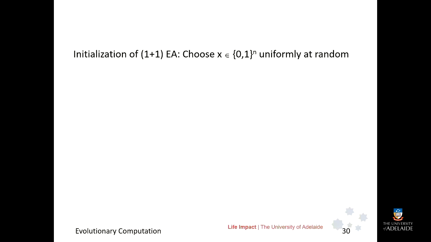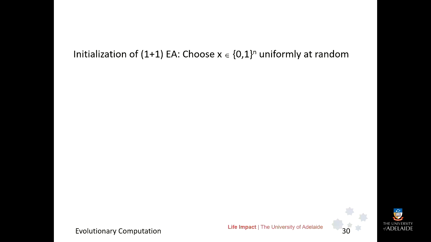Okay, so let me spend perhaps the last 5 to 10 minutes on how you would look into that if you're analyzing evolutionary algorithms. So you initialize this 1+1 EA. As I said, you choose a solution uniformly at random. Okay? And that means for bit position i, you set the bit to 1 with probability 1/2 and to 0 with probability 1/2.